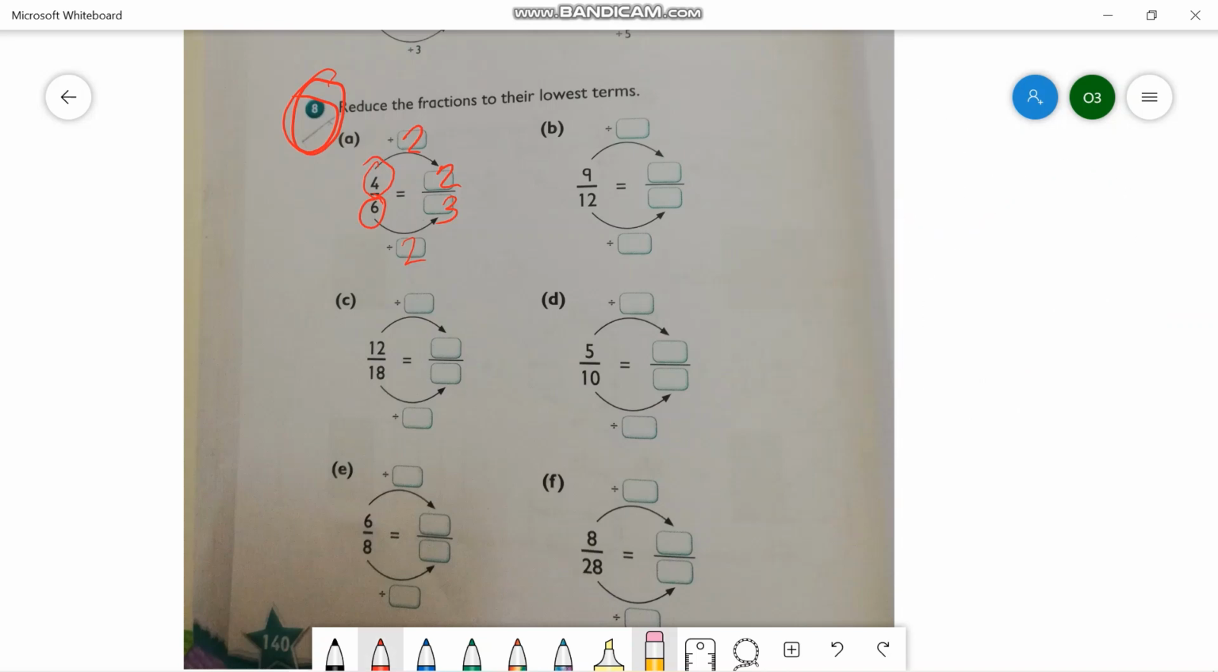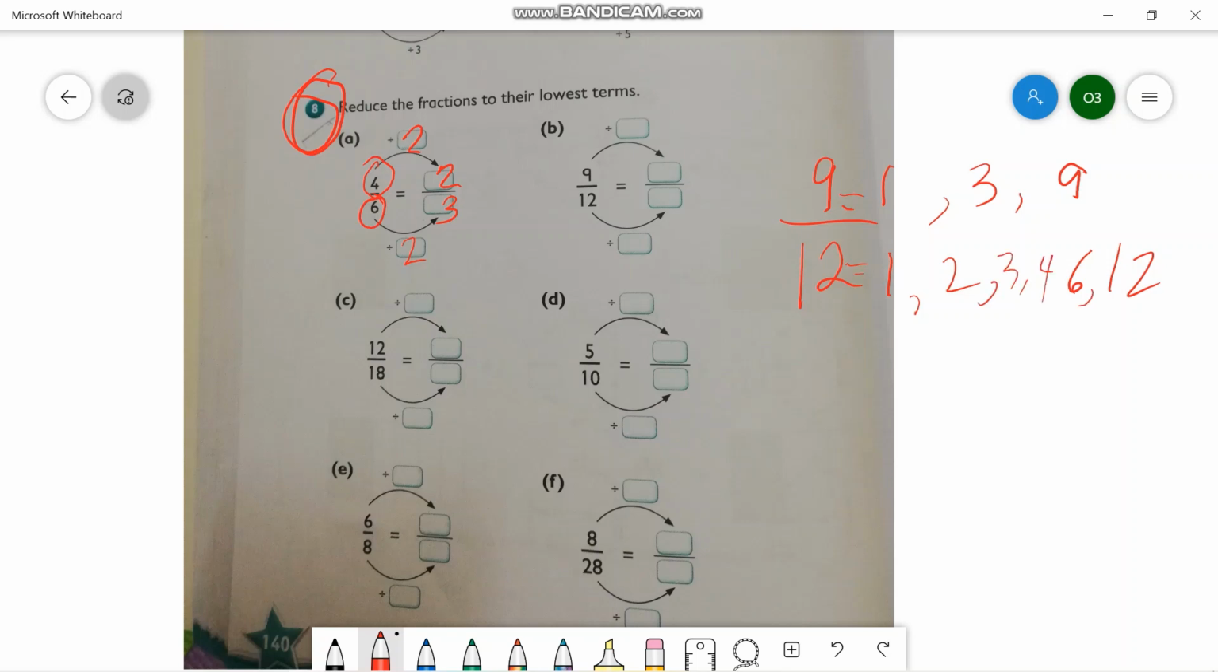In letter B, we have 9 and 12. So let's find the highest common factor of 9 and 12. Let's list down the factors of 9. We have 1 times 9 and 3 times 3, so 1, 3, and 9. What about 12? What are the factors of 12? We have 1 times 12, we have 2 times 6, and we have 3 times 4.